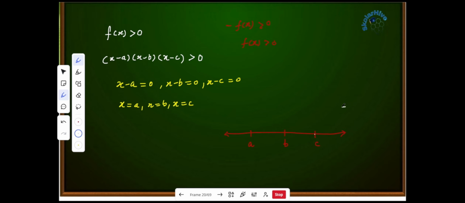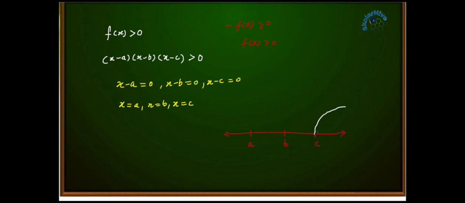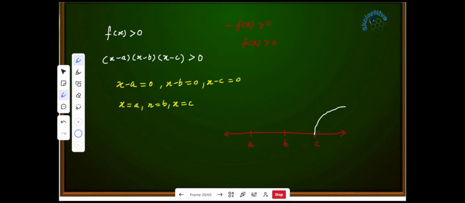So from here, we'll take a curve which will come up to this point c. Now, one more thing: we have to be very careful about whether this point will be included or not. For that we have to check the inequality. If it is only greater than or less than but not equal, then this point will not be included and we will make a hollow circle at this point.